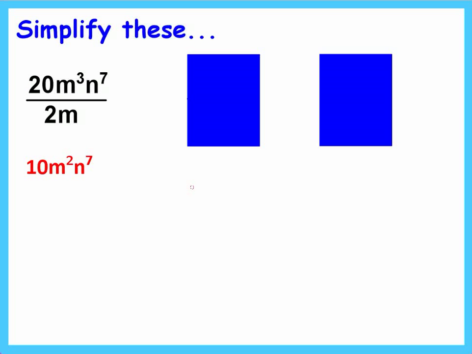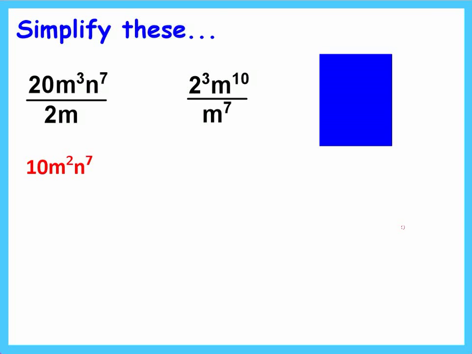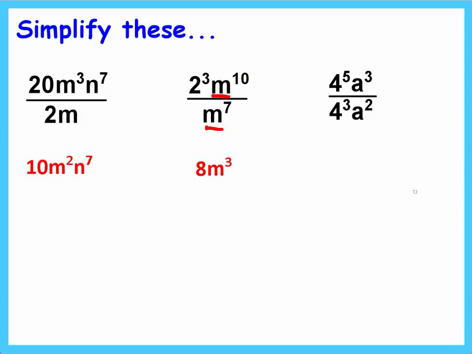Okay, so go ahead, try this second one on your own. Pause it and press play when you're ready to check your answer. On this one, we're trying to simplify, so we can actually simplify this 2 to the third power. I see an m base on the top of the fraction and an m on the bottom. So 2 to the third gets simplified to 2 times 2 times 2. m to the 10th divided by m to the 7th. Subtract your exponents. 8 times m to the third power. Third one, try this one on your own. Pause it, press play when you're ready.